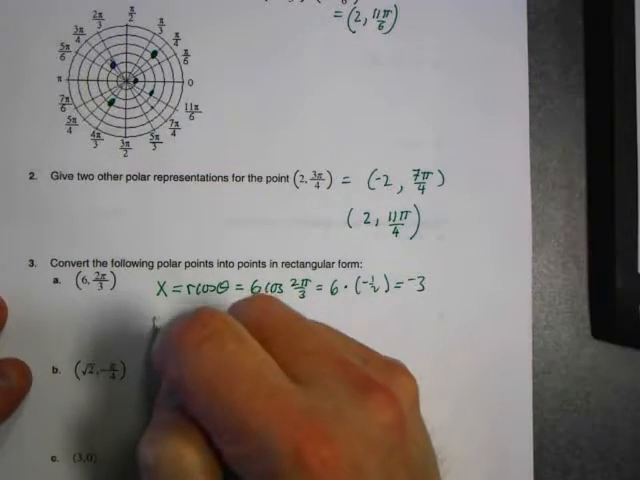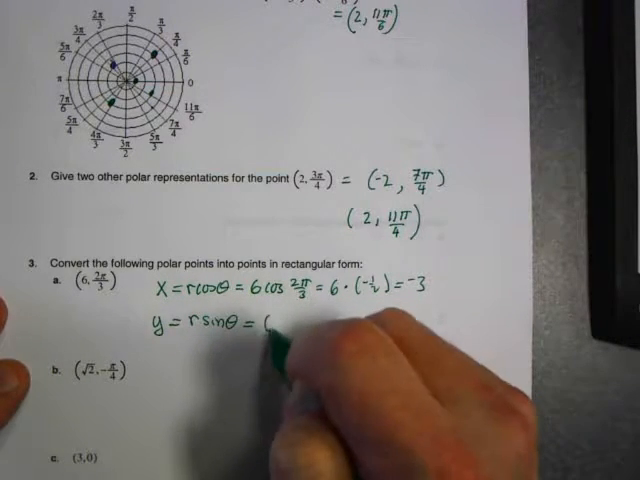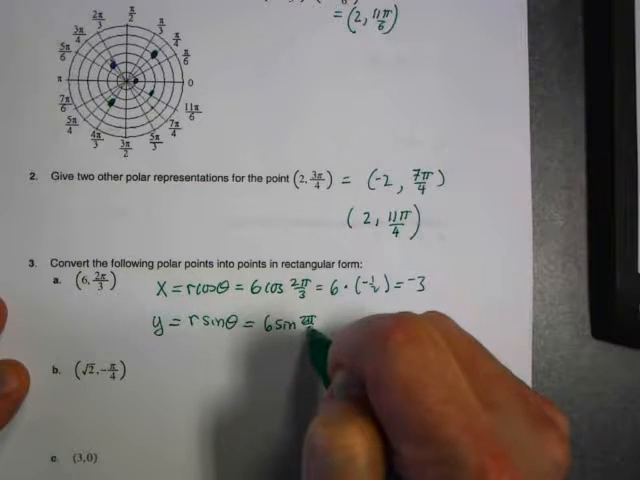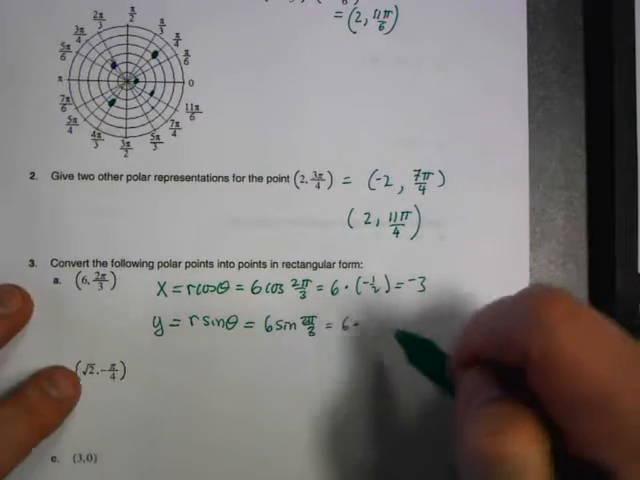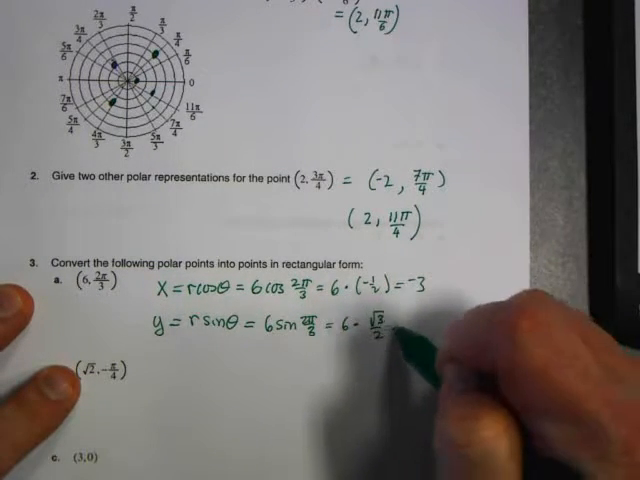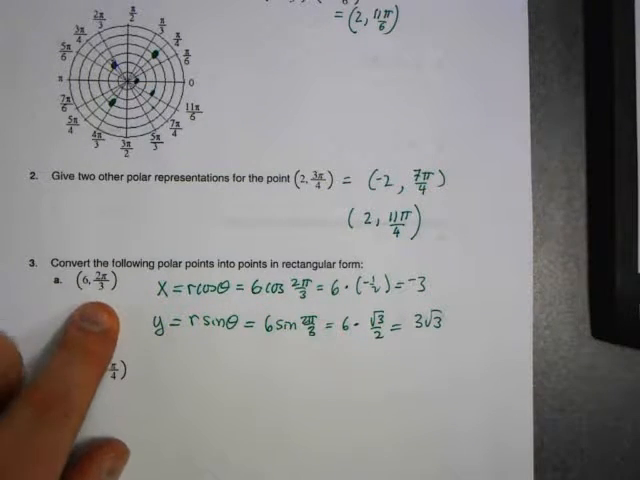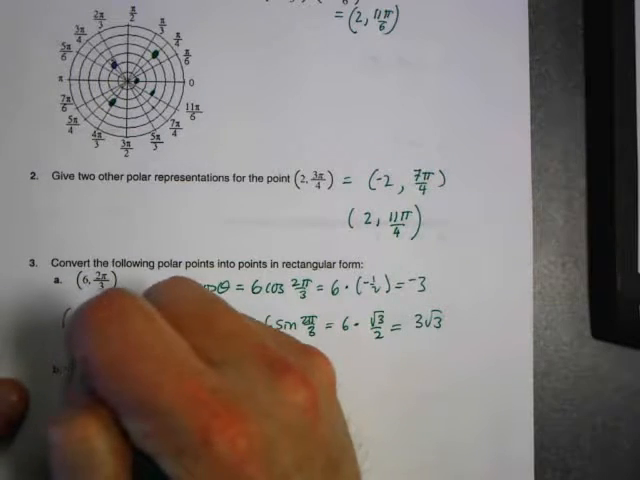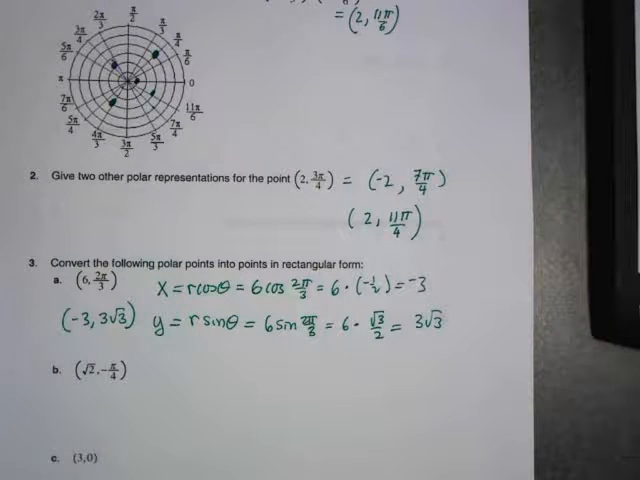Conversely, the y value is y equals r sine theta, which is 6 sine 2 pi over 3. That's 6 times, what's the sine of 2 pi over 3? Square root of 3 over 2? That's what you said. That's correct. And it's positive because we're in quadrant 2. So 3 square roots of 3. So this point, 6, 2 pi over 3 in polar form is the same as negative 3, 3 square roots of 3, in rectangular form? Questions on that one?